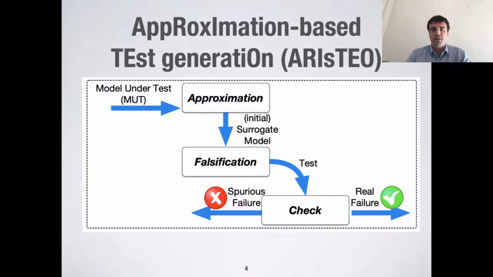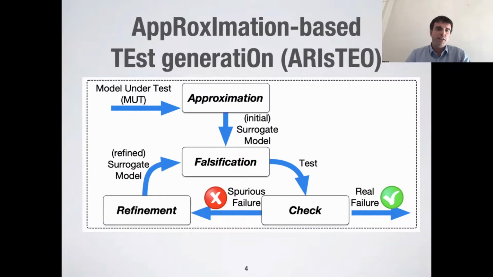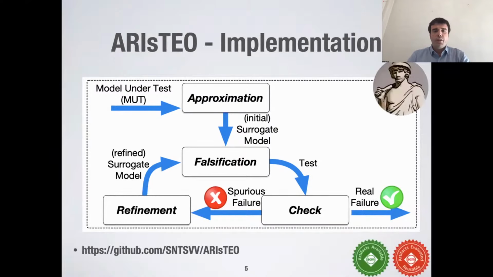Therefore, the surrogate model needs to be refined. The refinement activity is represented in this slide within the refinement box. The refinement box aims at refining the original approximation, the original surrogate model, to better mimic the dynamics of the original model under test. After the refinement activity ends, the loop is repeated. ARISTEO ends whenever a real failure is detected or whenever a time budget is exceeded. We implemented ARISTEO. For the falsification and the checking activity, we relied on falsification-based testing techniques.